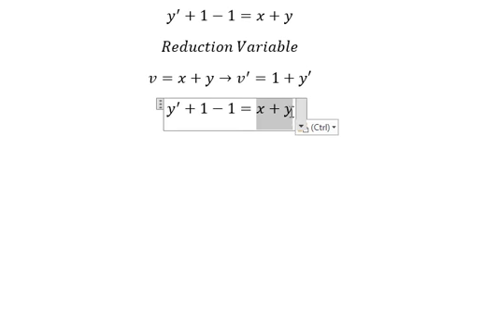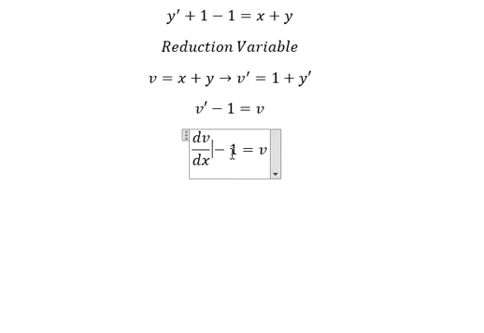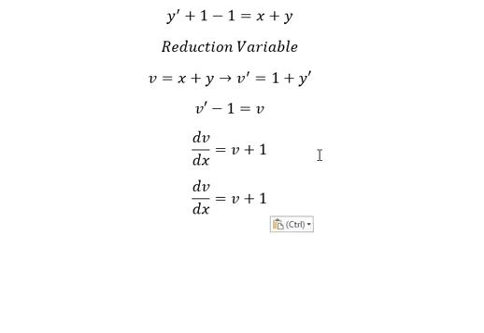So this one, we change by v. This one we change to the first derivative of v. So this one we can write as dv over dx. Negative number 1 we put on the right. This one will go to the left, dx will go to the right.